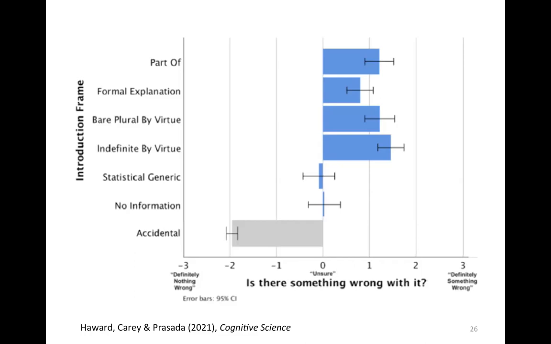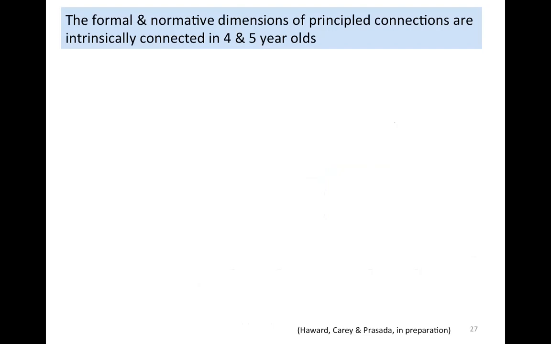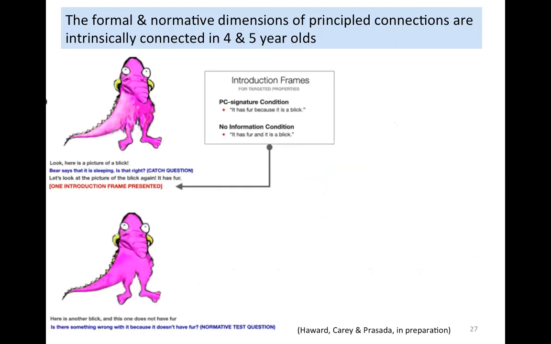Of course, these data come from adults, and so you might think that maybe with a lifetime of learning about specific kinds and properties and seeing that you have a number of these types of generalizations that are true, maybe they become connected later in life rather than being an intrinsic part of the form of the concept. And so we did a similar experiment which showed that 4 and 5-year-olds also have an intrinsic connection between the explanatory and normative aspects of principal connections.